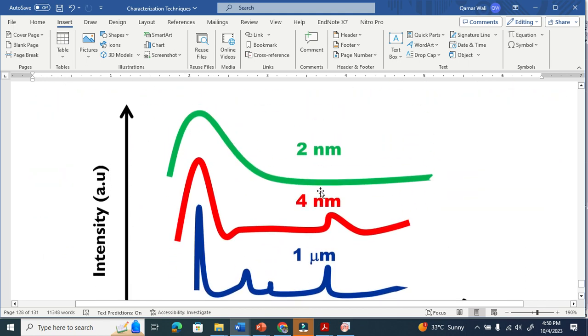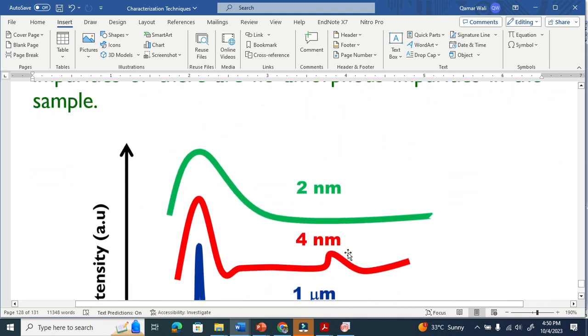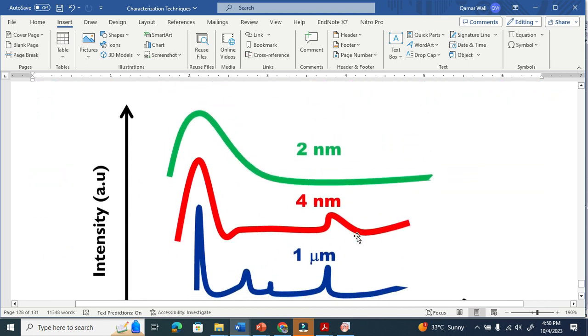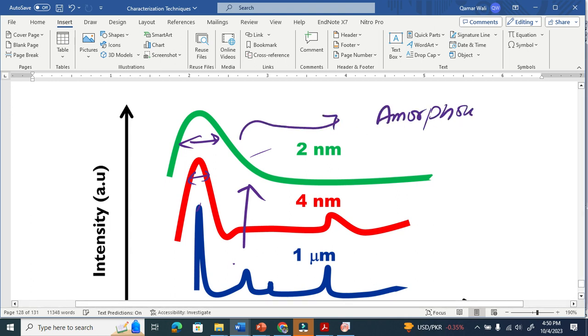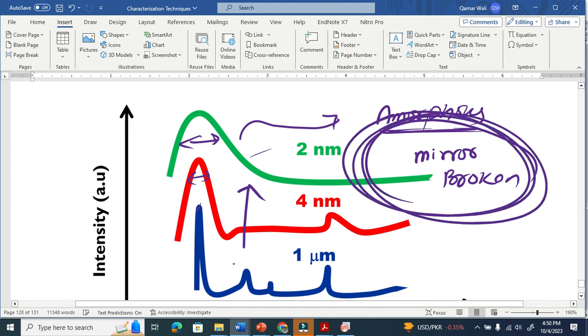If you are not sure how small particles give me a broad peak, as I explained in my past video as well, if we decrease the size, this peak you see is getting broader and broader. And this is the same as amorphous also. The amorphous material also gives you a broad peak. I gave the example of a mirror, a broken mirror. If you shine light on a broken mirror, it will give you diffuse light like this. You see here?